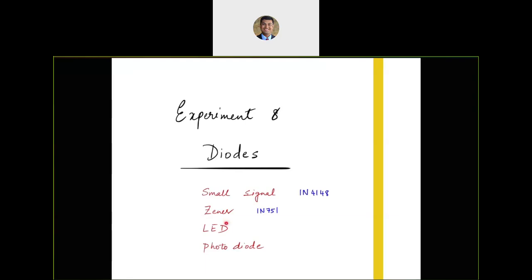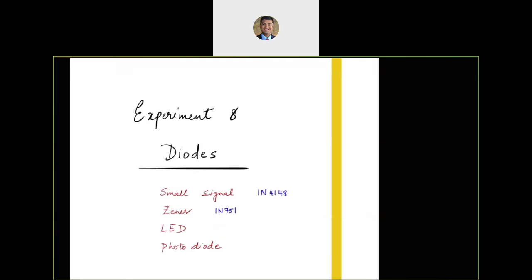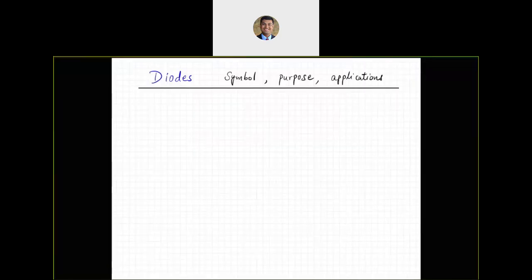And each of these diodes has a specific application. So experiment 8 will be all about looking at each of these types and figuring out how they are useful in certain applications. So we'll start simple. We'll start with the symbol, followed by why do we need a diode, what is the purpose, a general purpose, and then we'll talk about various applications.